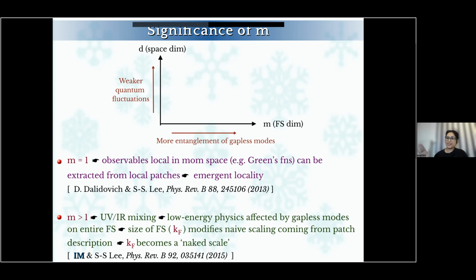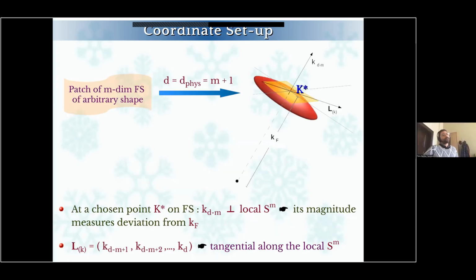So you should not also confuse the locality in momentum space with the locality in position space. So the theory is absolutely local in position space. But here I'm talking about the entanglement of the gapless modes, which is appearing in the momentum space when you are taking m greater than 1. Okay, thanks.